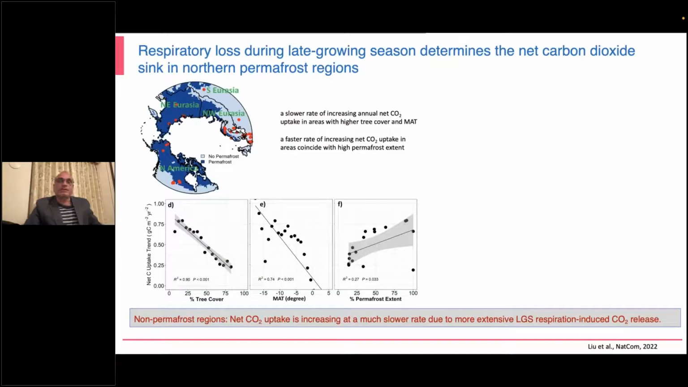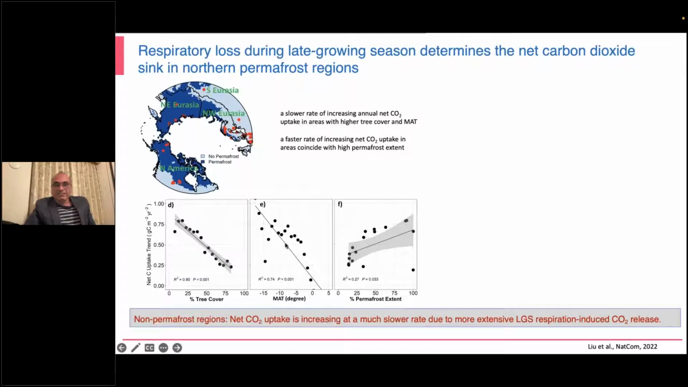So if you put the inverse model results into this kind of scheme, you see the net flux uptake trend, like how fast the CO2 uptake is increasing with time, against tree cover. So tree cover 0 means it's more permafrost-like, and tree cover 100% means it's more like non-permafrost areas. What it shows is that in the permafrost areas, the increase in uptake is happening faster.